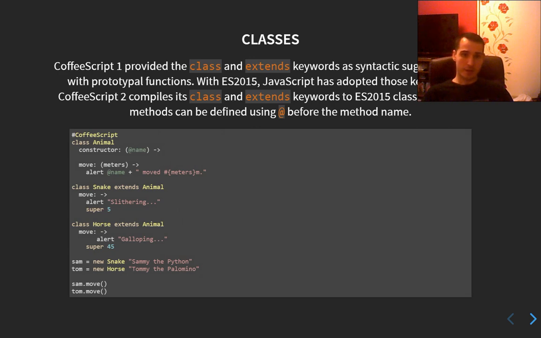Classes. CoffeeScript 1 provides the class and extends keywords as syntactic sugar for working with prototypal functions. With ES 2015, JavaScript has adopted those keywords, so CoffeeScript 2 compiles the class and extends keywords to ES 2015 classes. Also, static methods can be defined using at before the method name.